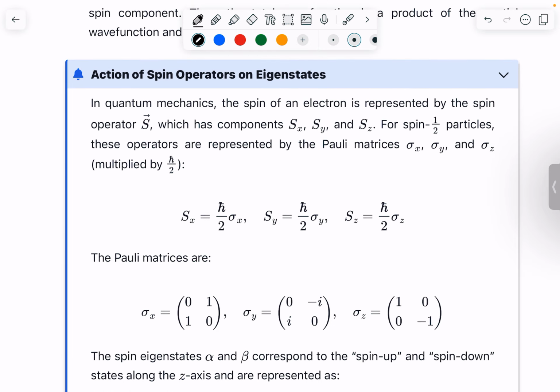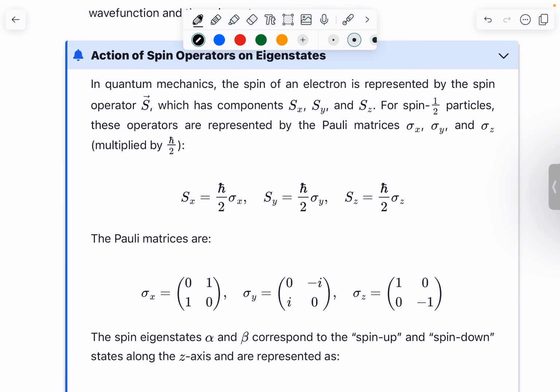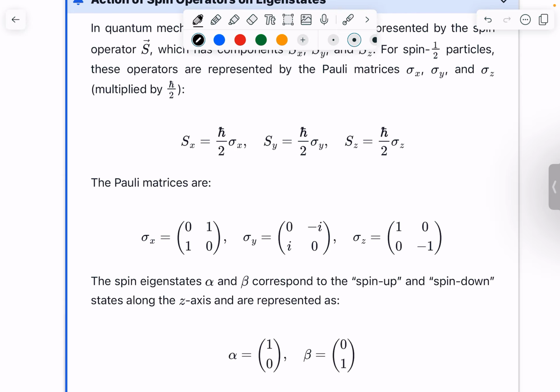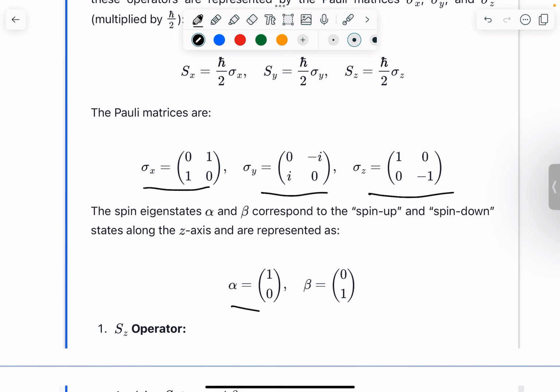So these operators and eigenfunctions are described by 2x2 matrices and 2-dimensional vectors, just like that, because spin is a 2-dimensional object. It's either +1/2 or -1/2. These operators of spin in quantum mechanics are called Pauli matrices. They look like this, and here is your alpha and beta. You can clearly see that these would be orthogonal, right?